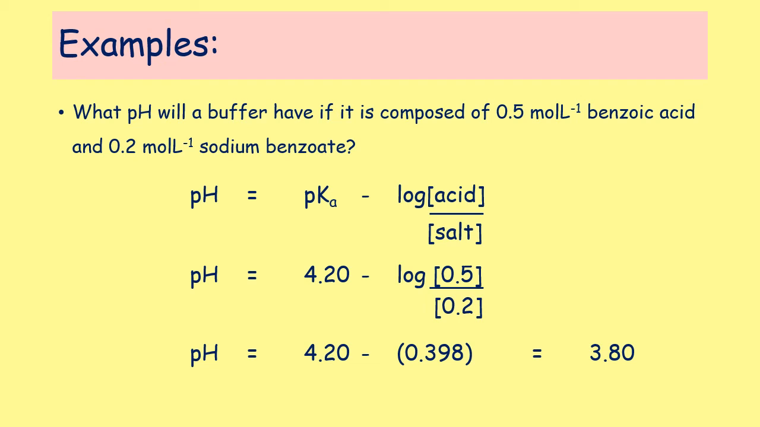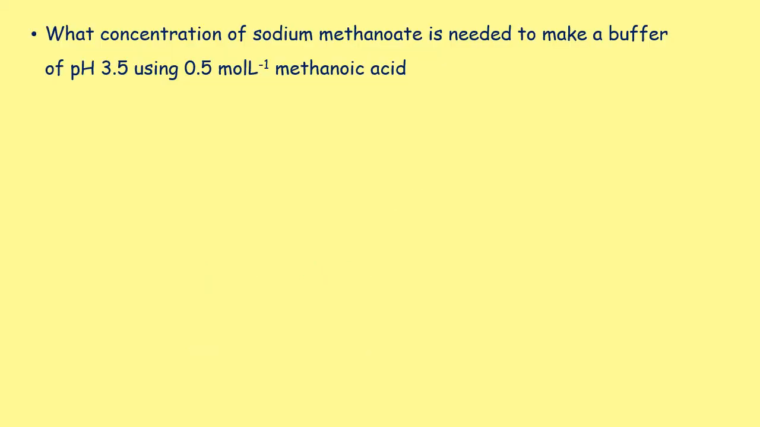And that is to 2 decimal places. I would go to 2 decimal places in relation to pH because your pKa is always given to 2 decimal places. We've now got the harder type of question, which is if you are told what pH you need to make, and then you have to work out what concentration you need to make it at. So what concentration of sodium methanoate is needed to make a buffer solution of pH 3.5 using 0.5 mole per litre methanoic acid?